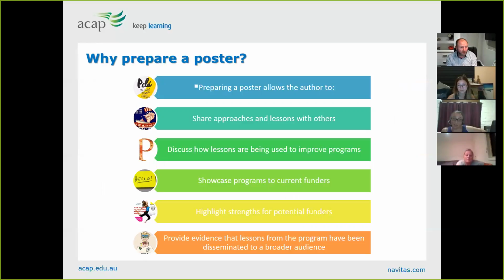You can hardly read the one in yellow. Highlight strengths for potential funders. Provide evidence that lessons from the program have been disseminated to a broader audience. So posters are still key.